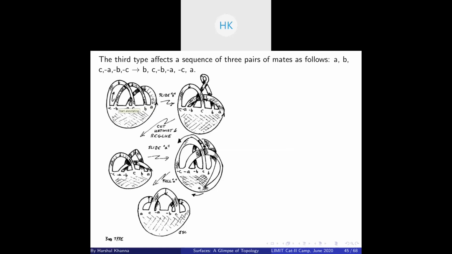So now the second part, you take this B, and then slide it inside of C, and you get, okay, yeah. So basically you end up on this side, between minus A and C, this minus B part, and then you have this twist, cut, untwist, and reglue. You get this.